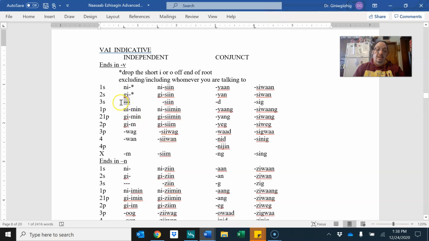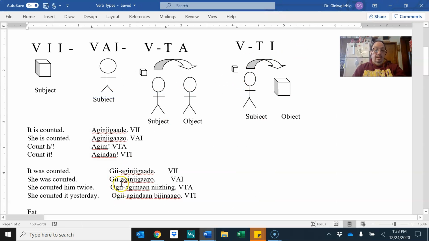And in this case, it says for she or he, singular, just leave it blank. Don't add anything onto it. So I didn't. But because it's past tense, I put a tense marker, not a person marker, a tense marker. It already says she or he with the O on the back there. I didn't add anything. I used the root word. So that's VAI. She was counted. It was counted.